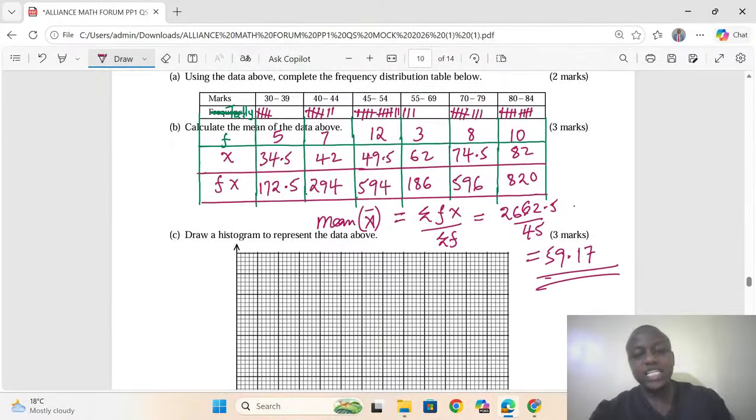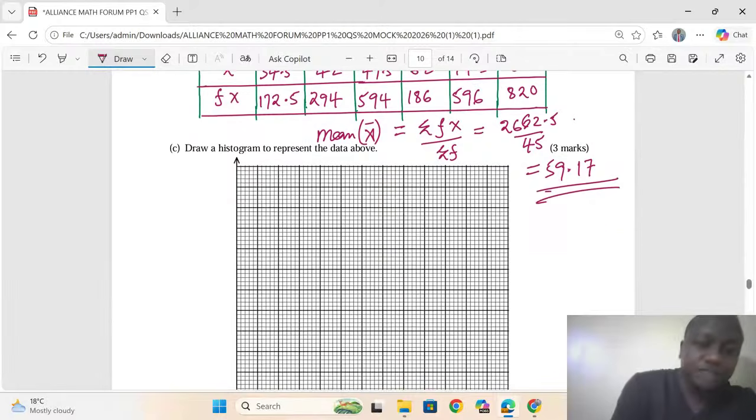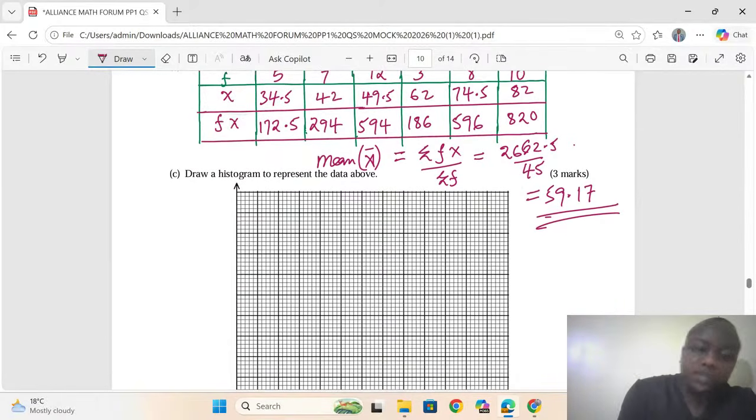Now, I want you to study the data well, and you shall realize that the class intervals are not the same. From 30 to 39 is not the same as 40 to 44. From 45 to 54 is not the same as 55 to 69. So the intervals are different. When class intervals are different, we usually plot frequency density against what we call class boundaries.